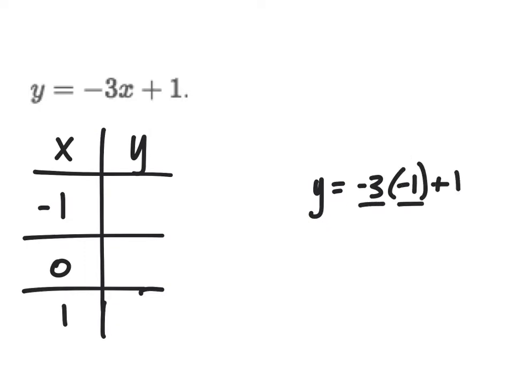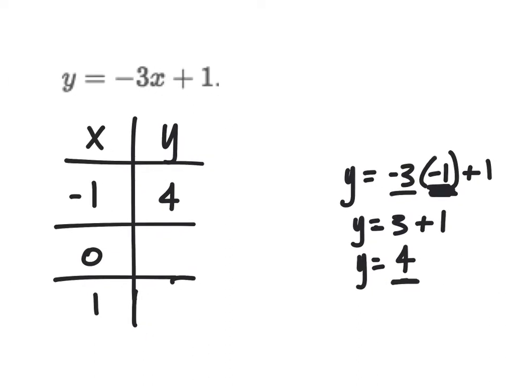So I've got y equals -3 times -1 and then +1. If I take -3 times -1, that's going to give me +3, and then +1, and so y is equal to 4. So when I plug in -1, I get a y value of 4. That's all I'm doing, and I put that number there.